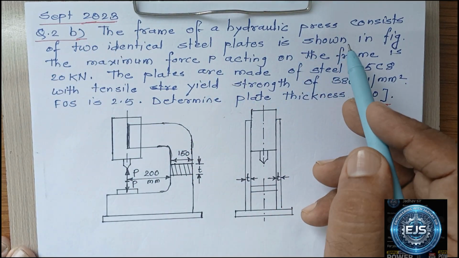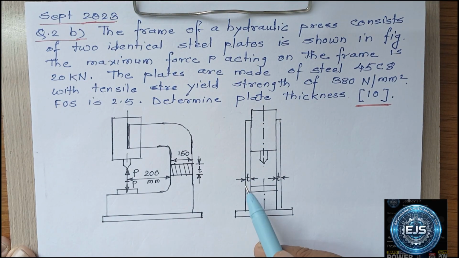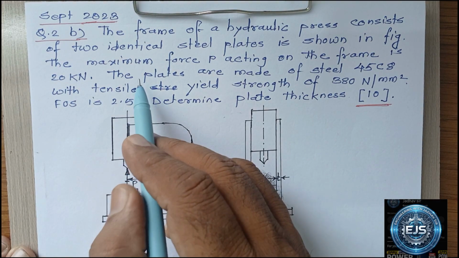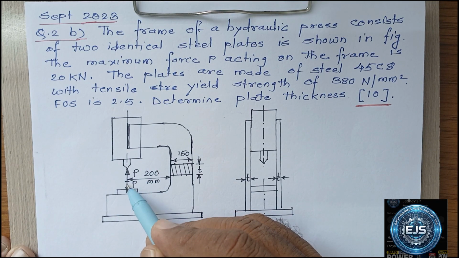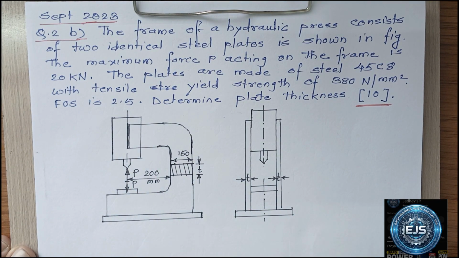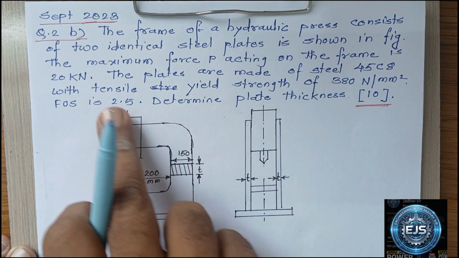The frame of a hydraulic press consists of two identical steel plates. In the side view, this hydraulic press consists of two steel plates, each having thickness T. So there are two steel plates in this frame of the hydraulic press. The maximum force P acting on the frame is 20 kilonewton. So maximum force P is here a tensile force. Tensile force is exerted here in the press, and that force is 20 kilonewton.